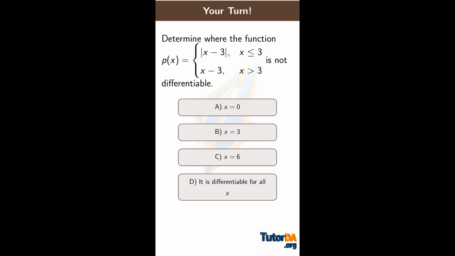Determine where the function p of x, defined piecewise as x minus 3 if x is less than or equal to 3, and x minus 3 if x is greater than 3, is not differentiable. Option A, x equals 0. Option B, x equals 3. Option C, x equals 6. Option D, it is differentiable for all x.